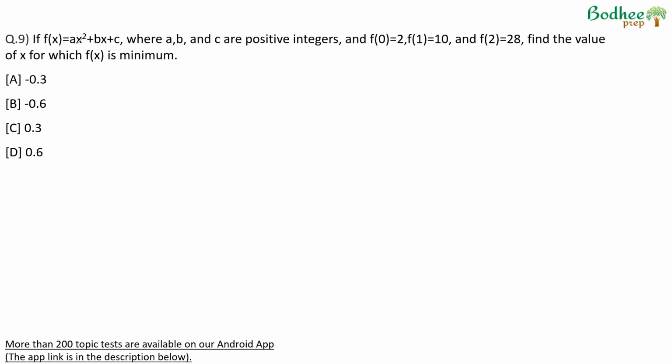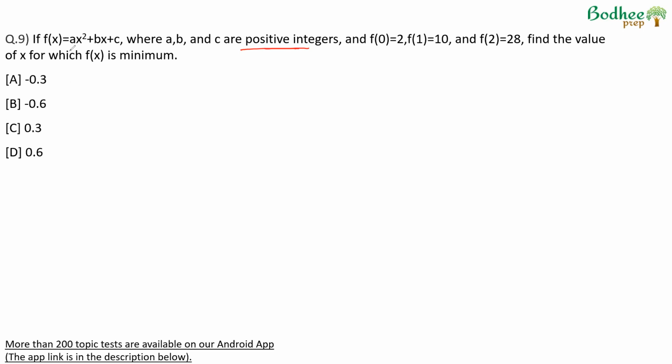If fx is equal to ax square plus bx plus c, where a, b, c are positive integers, f0 is 2, f1 is 10, f2 is 28. If we put the values here, we can solve a, b, c probably. Find the value of x for which fx is minimum. All three are positive increasing values.